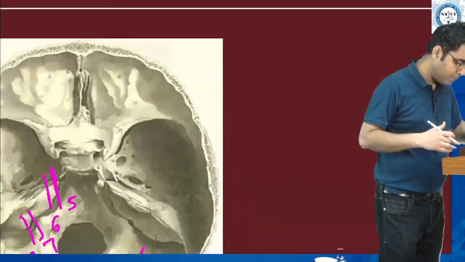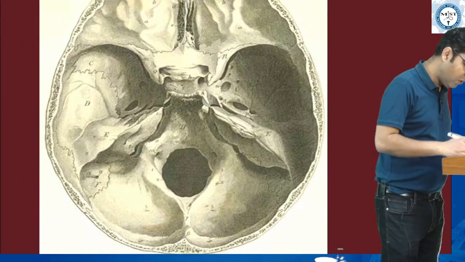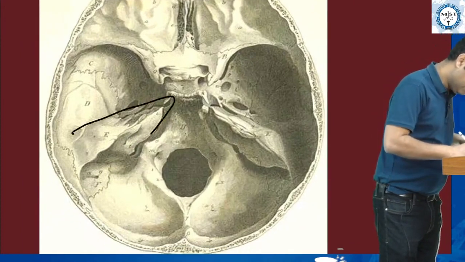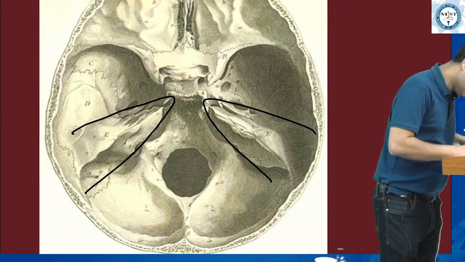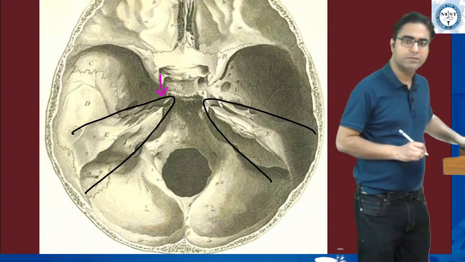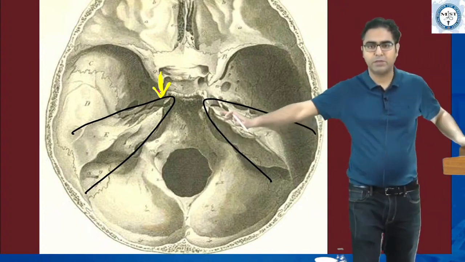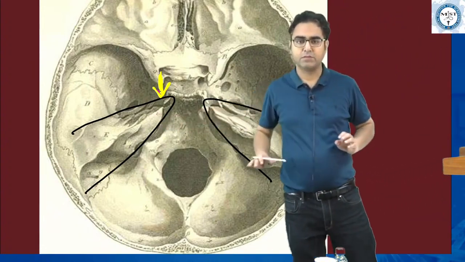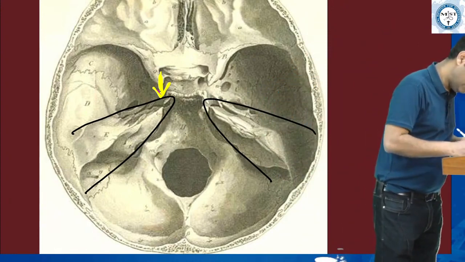Similarly, see this one. This is your petrous part of temporal bone, and this area is called the petrous apex, beta. Let me draw with another color. This is the petrous apex. Now this also has many air cells, beta.